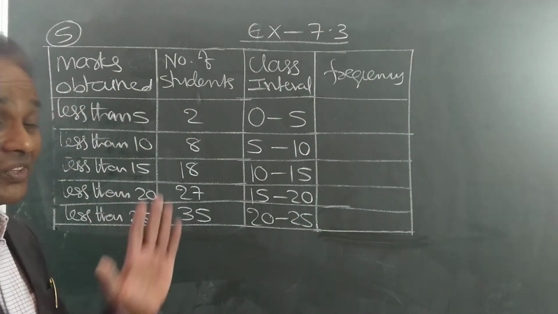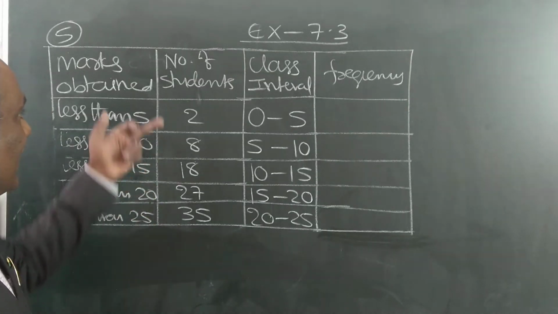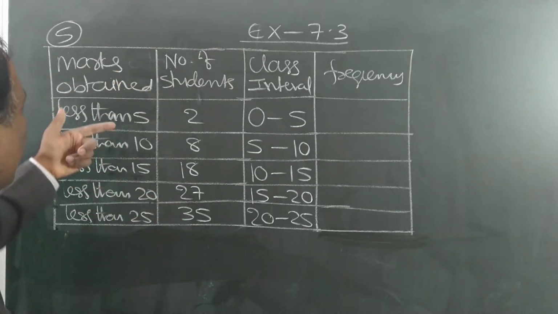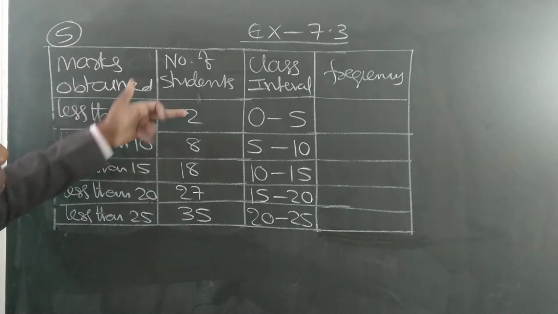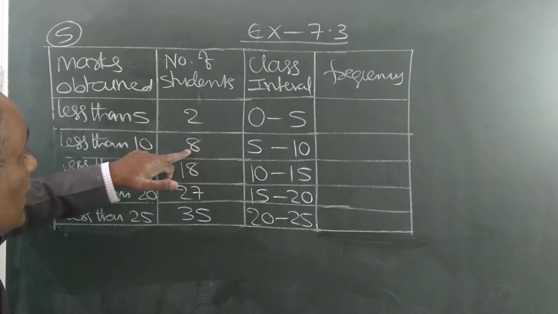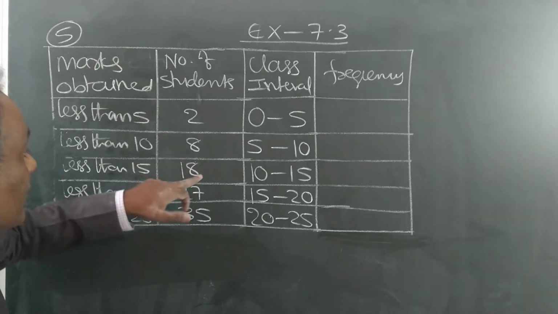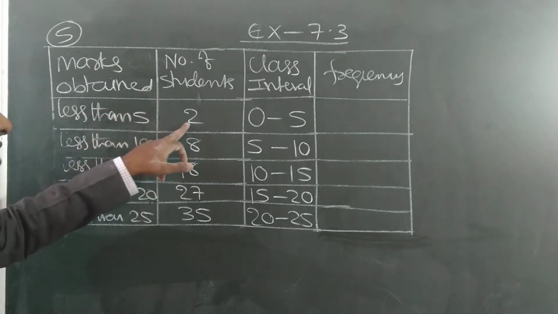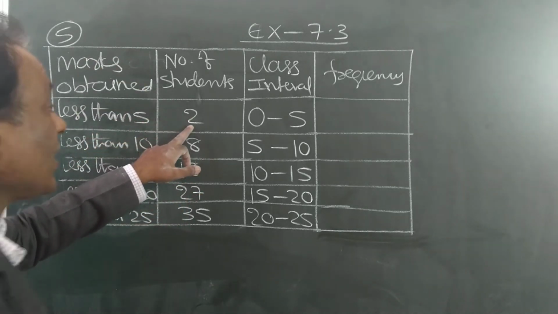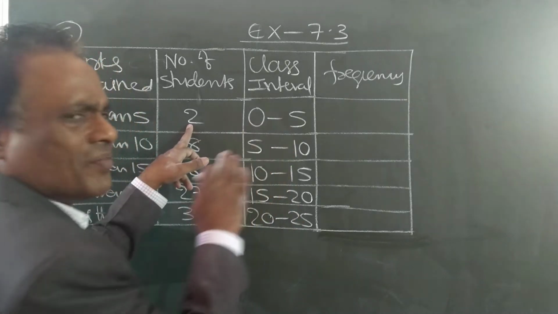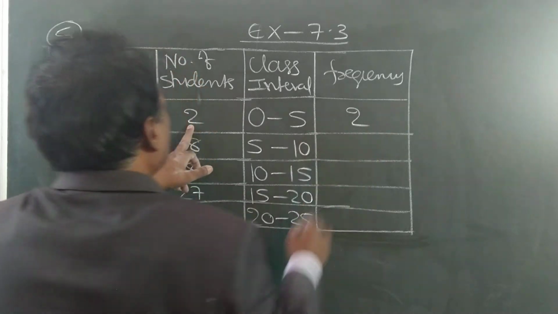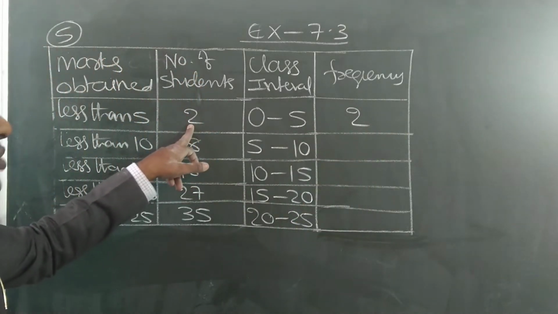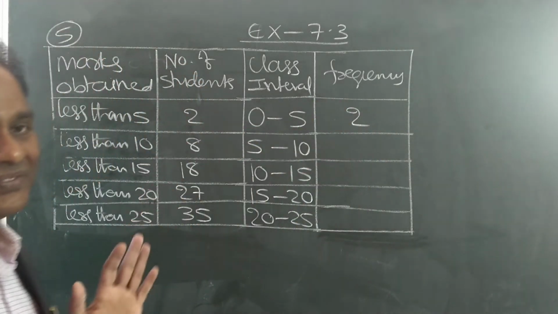Frequency means be careful. This also we did. Here what is given is the cumulative frequency. Less than 5 means 2, less than 10 means 8, less than 15 means 18, like that. So less than 5 means 2, starting from 0. So in the 0 to 5 range there are 2 students. How many students? 2 students are in the range 0 to 5.